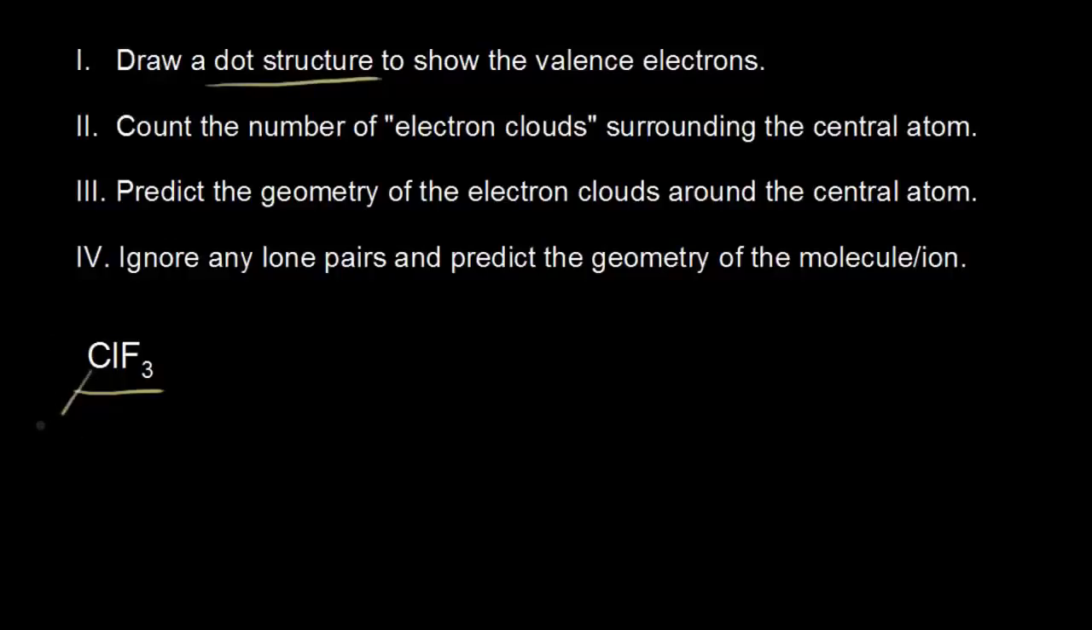So for chlorine in group 7, therefore 7 valence electrons. Fluorine is in group 7, and we have 3 fluorines. So 7 times 3 is 21. Plus 7 means we have a total of 28 valence electrons that we need to show in our dot structure.